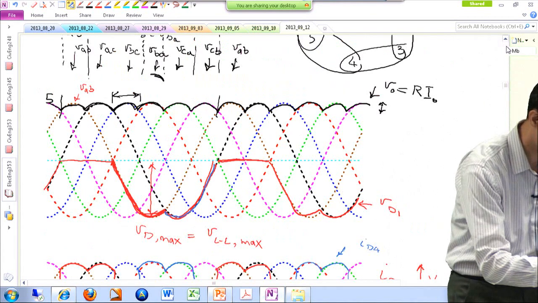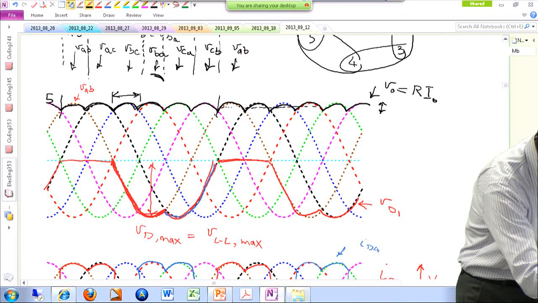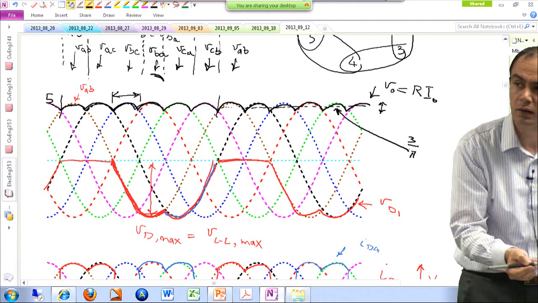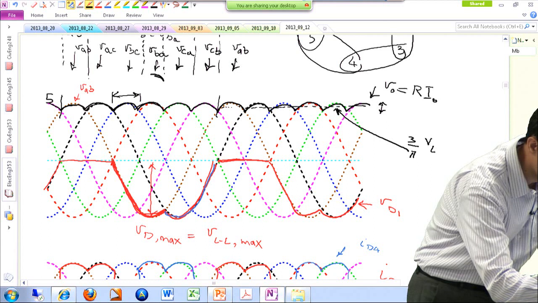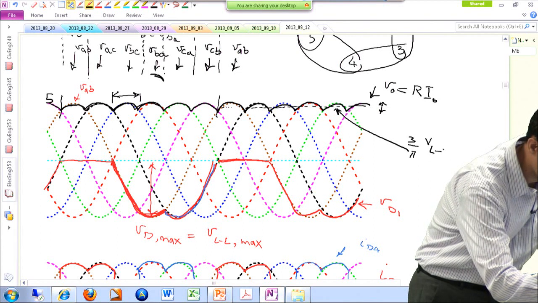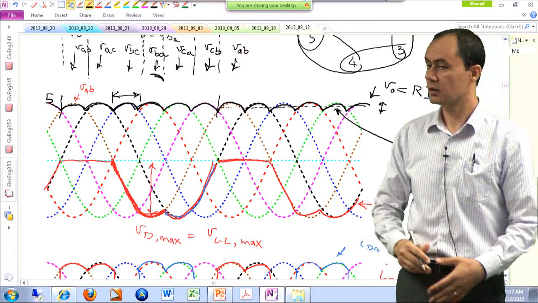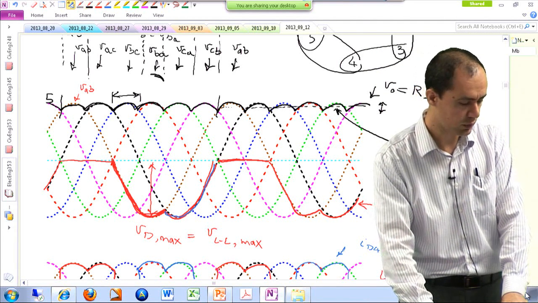If this is my output voltage, and you are interested in the average value of this output voltage, this would be 3 over pi, which is almost 1, because pi is very close to 3, times V line to line. Maximum value of the line-to-line, peak value of the line-to-line, times 3 over pi.